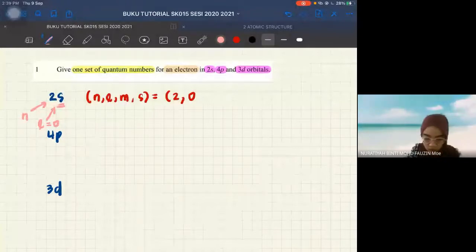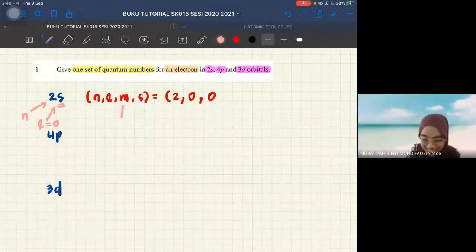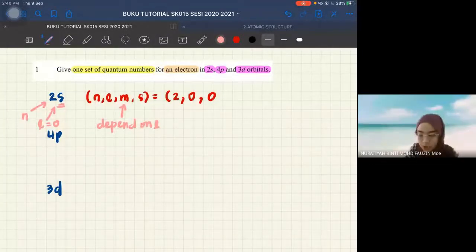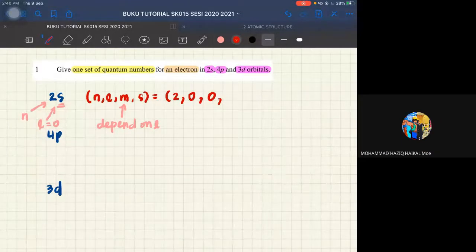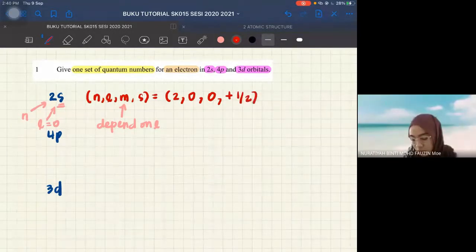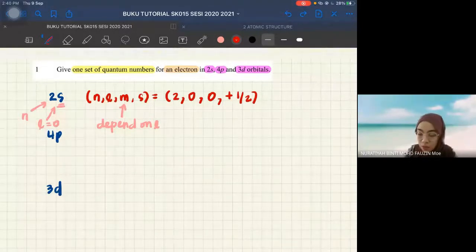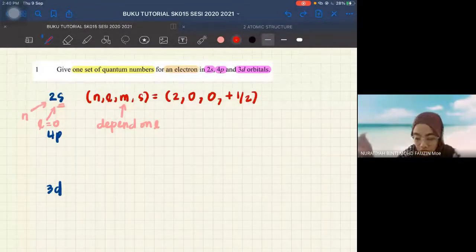Then M. Zero, because M will depend on L. Bila ada S orbital, M will only equal to zero. No other orientation. Okay, your spin? Plus 1 over 2. Boleh tak saya tulis plus minus 1 over 2? Tak boleh. Awak tulis satu saja, because kita nak for one electron. So bila awak bagi set of quantum numbers, it has to be specific to one electron.